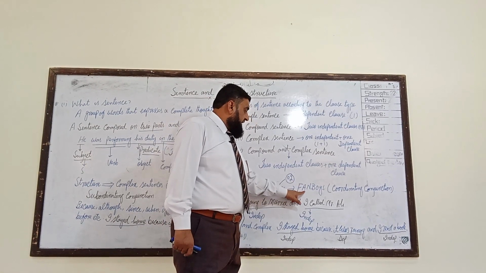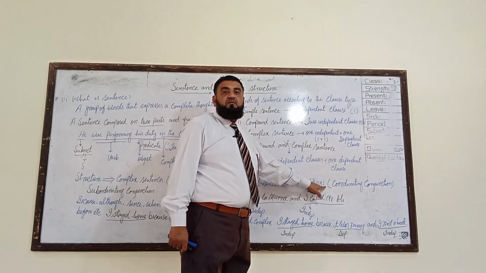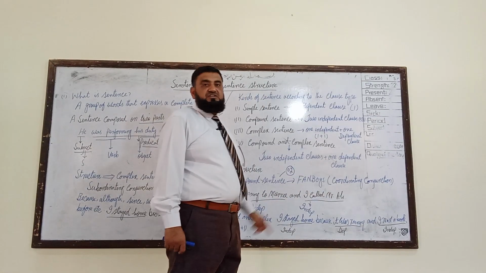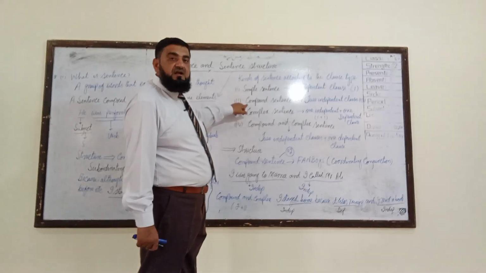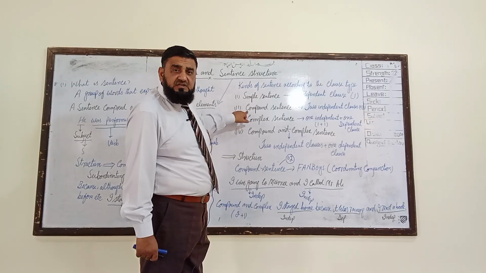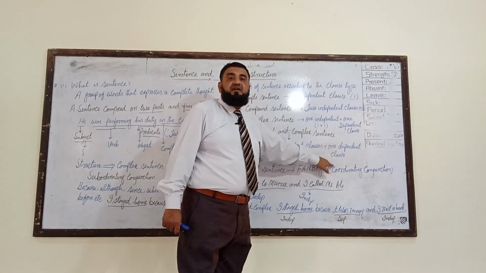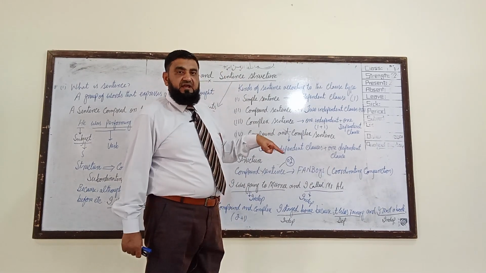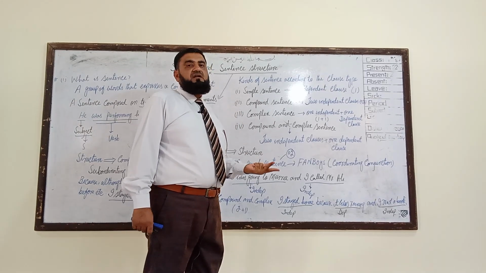FANBOYS stands for for, and, nor, but, or, yet, so. These are conjunctions, called coordinating conjunctions. So coordinating conjunctions will be used in compound sentences. Keep this formula in mind: compound, coordinating, two independent clauses.